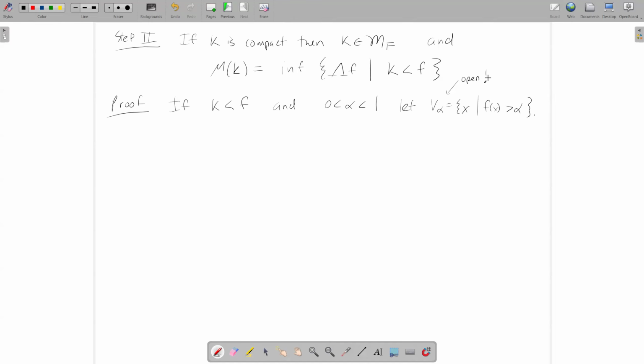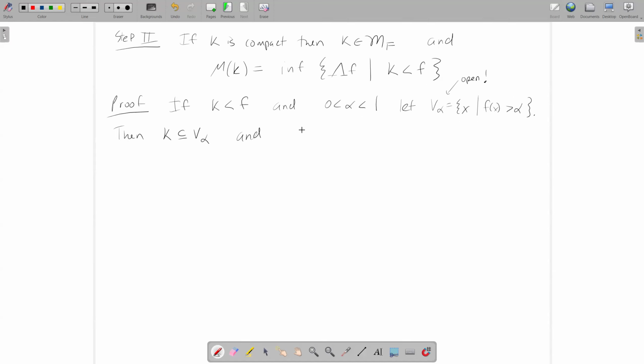Then K is contained in V alpha. Okay, so why would that be true? K less than F means that F is equal to 1 on K. Okay? And since alpha is less than 1, all the points of K are in here. Right? That's it. Okay. Fairly straightforward.